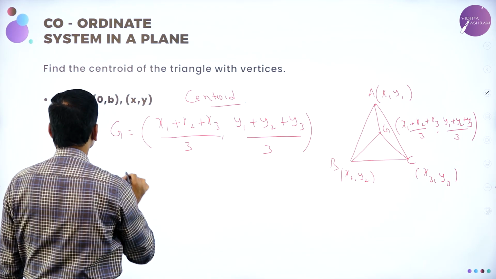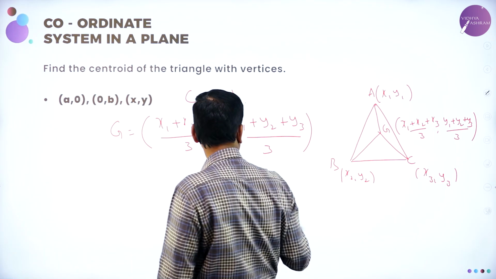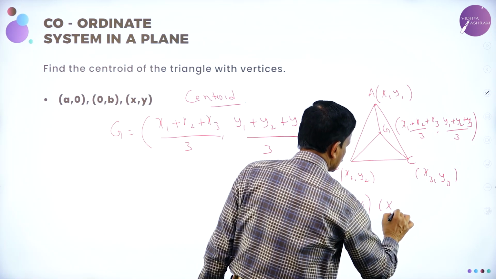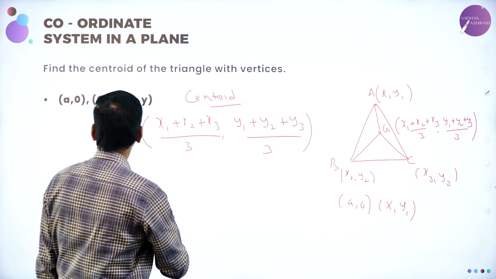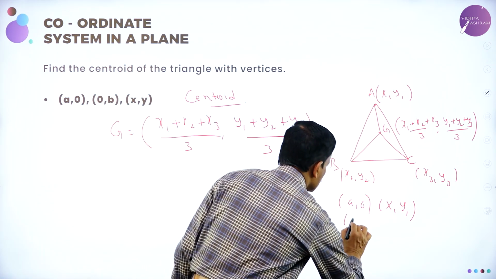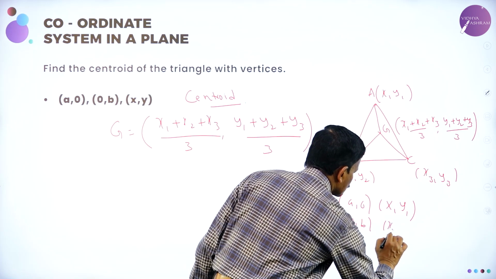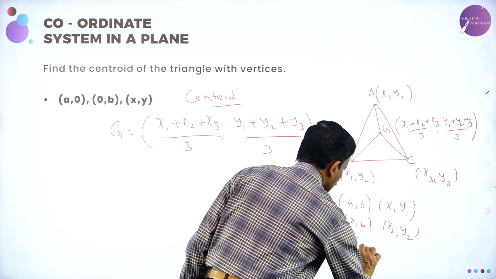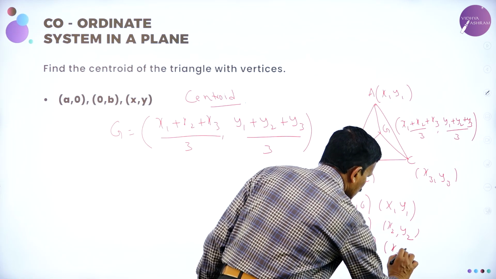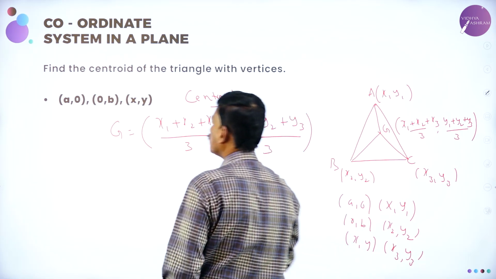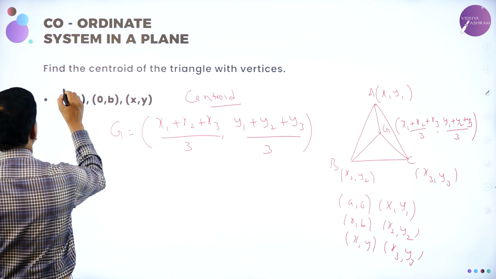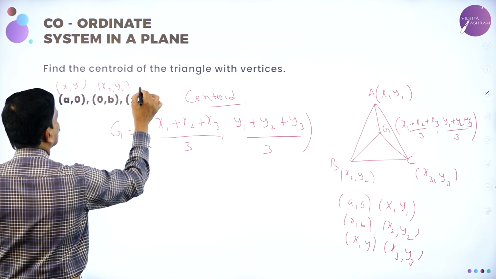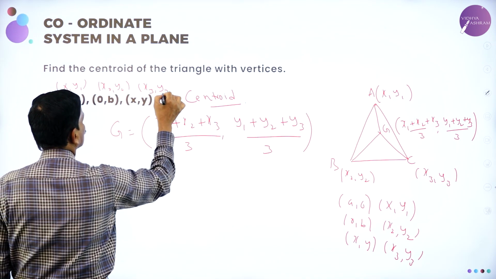Centroid. Now, here, what are the points we have here? A comma 0. This is x1 comma y1. 0 comma b. This is x2 comma y2, and x comma y. This is x3 comma y3. Right. So, I will mark here itself x1 y1, x2 y2, and this is x3 y3.